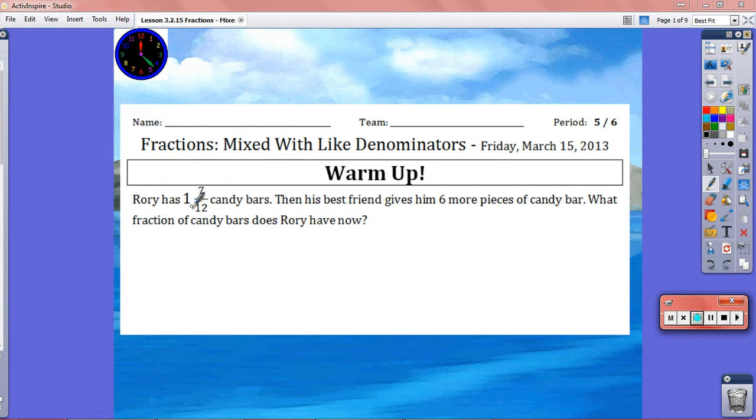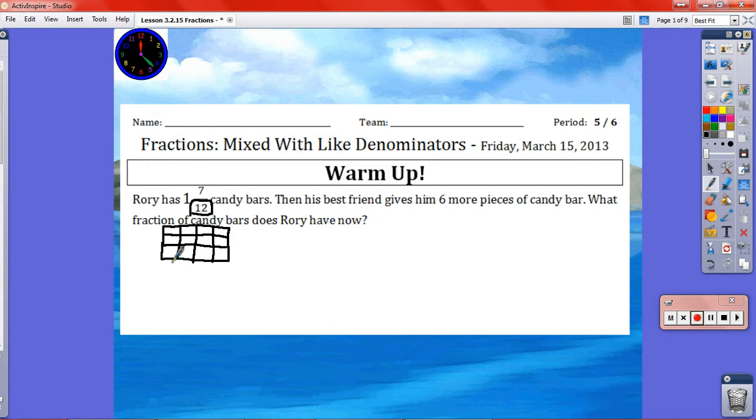Well, if he started with 1 7/12, that implies that one candy bar has 12 pieces. So if I drew a candy bar, it would look something like this. You might draw 12 all in a row. You might draw 2 rows of 6. I like doing it this way.